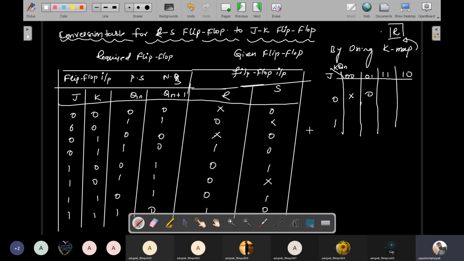So simply 1, 1, 1, 1, 0. So here simply 0, 1, 1. See, this case represents the 0, 1, 1 combination. So your J value is 0 and your K and Qn are 1, 1. This shows the R value is 1. Okay. So simply now 0, 1, 0. See, this combination is 0, 1, 0, so that is nothing but the R value is indeterminate. So simply take a cross. Okay.